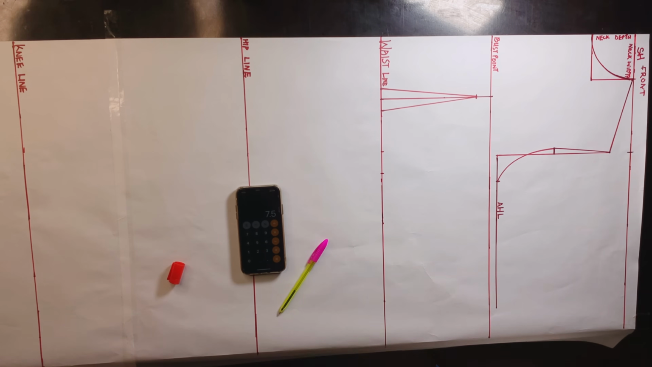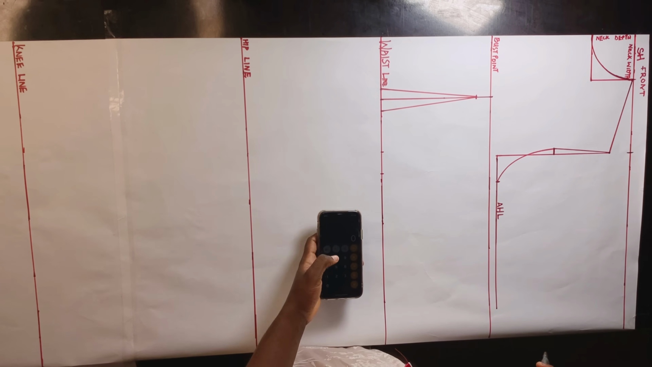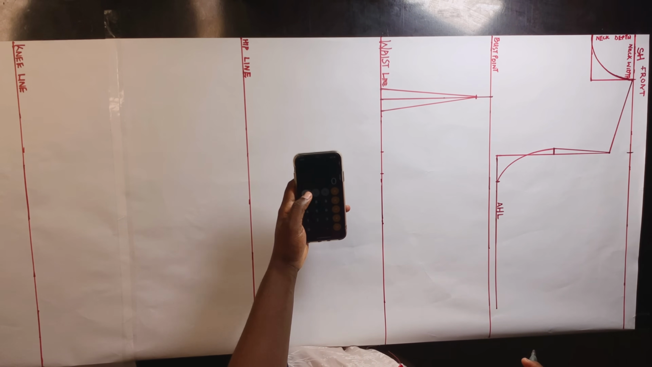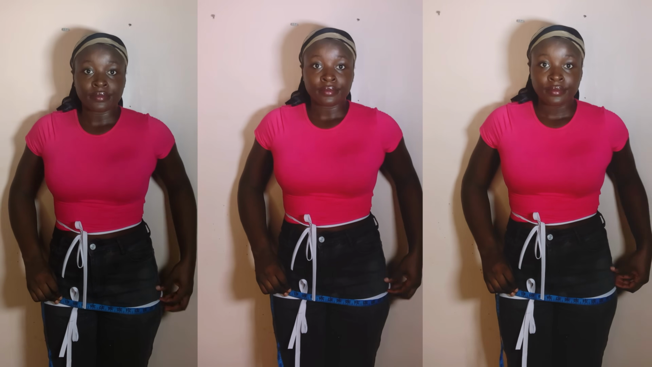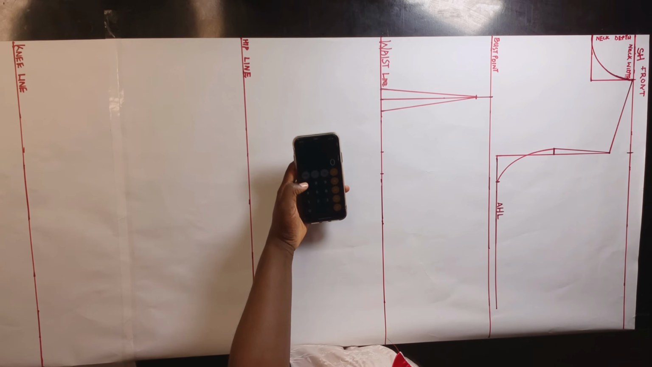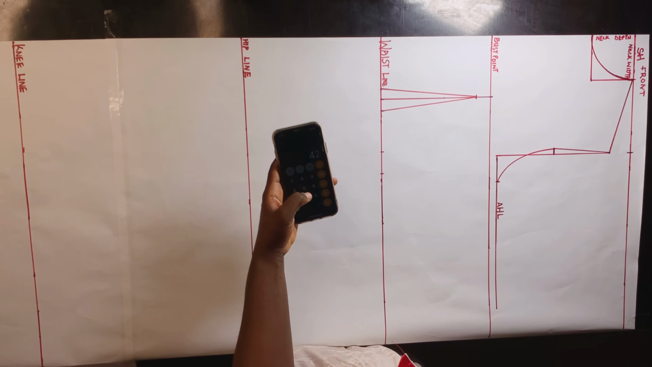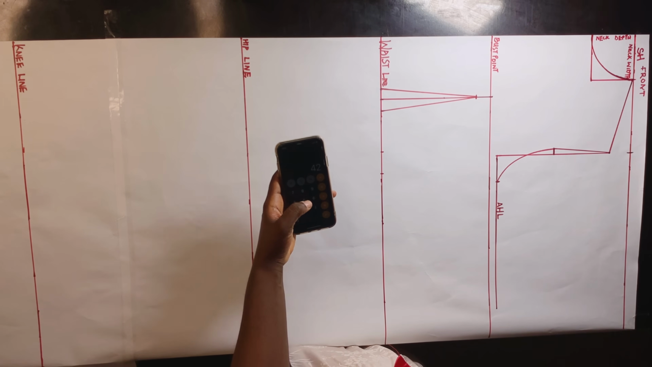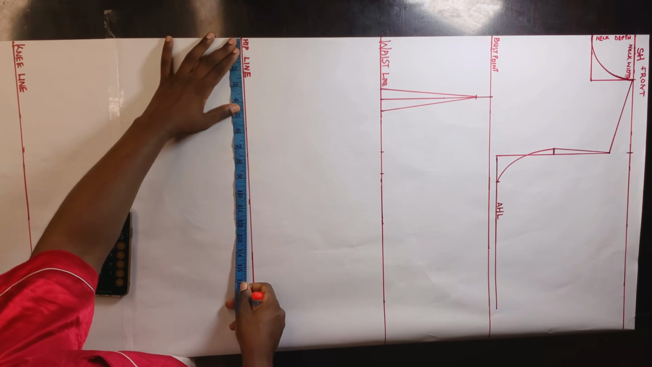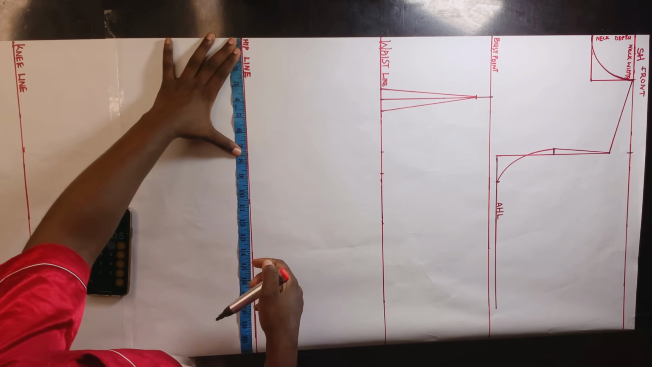Okay, so after doing that, the next step is to divide my hip circumference by 4, and here is how to take that measurement. Just place your tape around the widest part of your hip, that is your hip point. Mine is 42 inches. 42 divided by 4 gives me 10.5. So on the hip line, I'll proceed to mark 10.5.